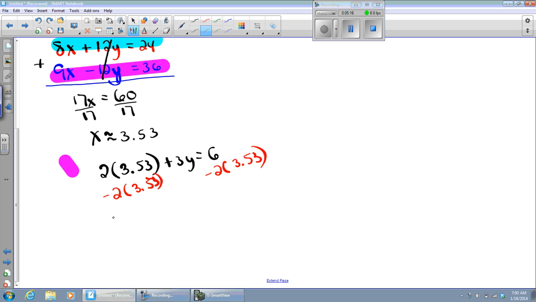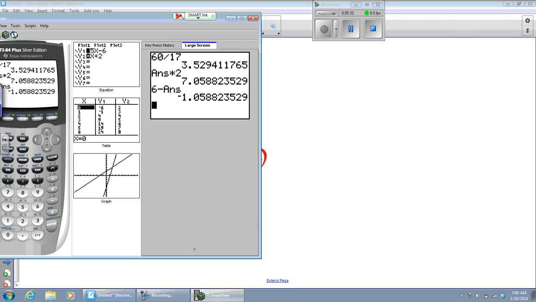Okay, and when I do that, I get 3y, and it equals 6 minus this. I'm letting the calculator do the actual work. I'm just showing it with 3 and 53 hundredths because I'm after precision here. So I get this 3y. Okay, so now that equals this number.